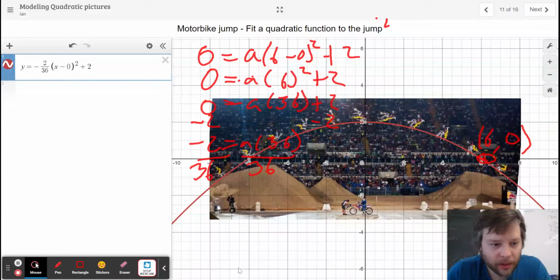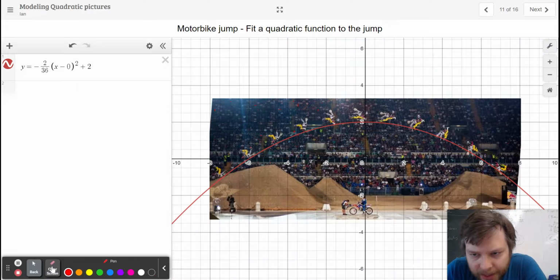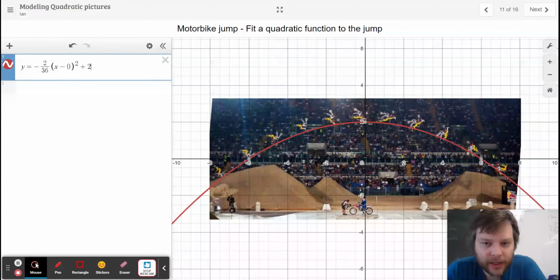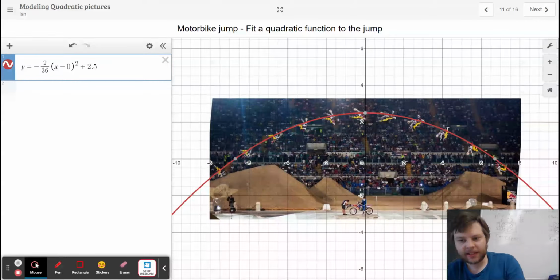But there we go. Let me clear the screen so we can kind of look at it. That's pretty close. Maybe I would slide it up a tiny bit to kind of go through a little bit more of the motorbike guy. So maybe trying 2.5 instead. That looks pretty dang good. So that's the idea on this activity.